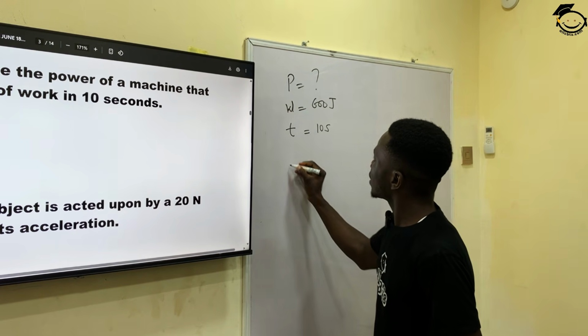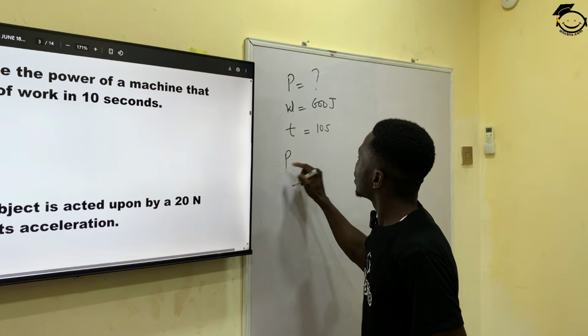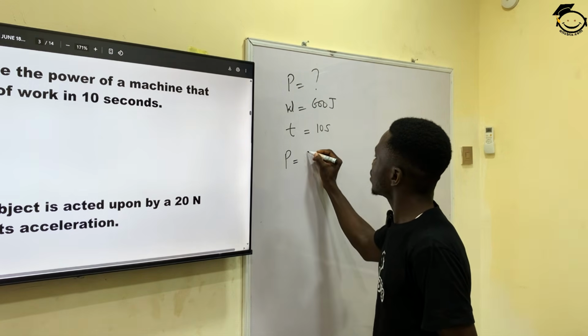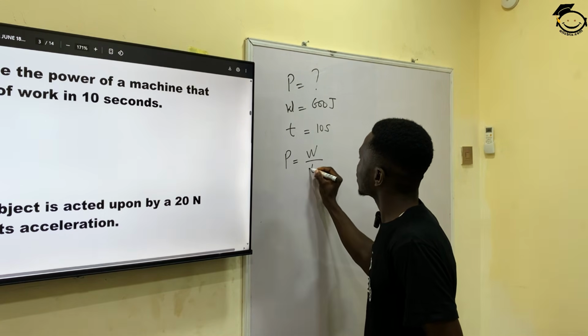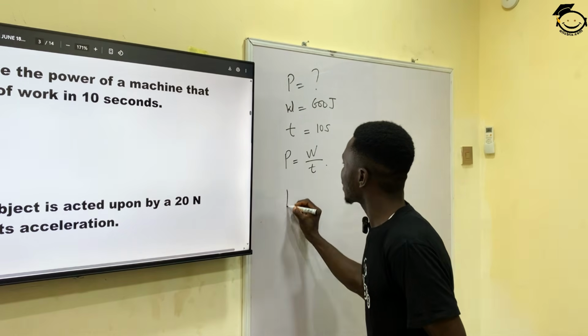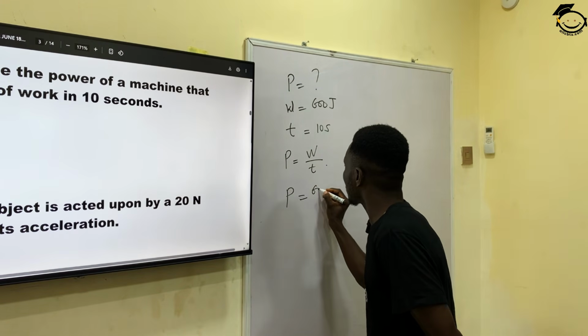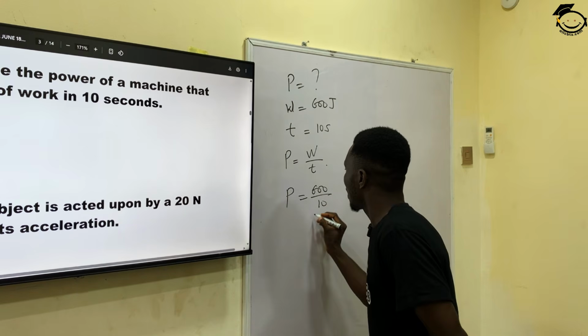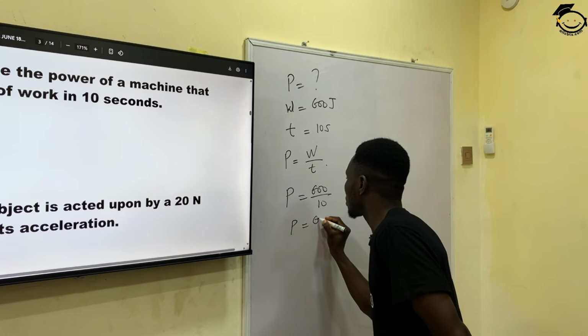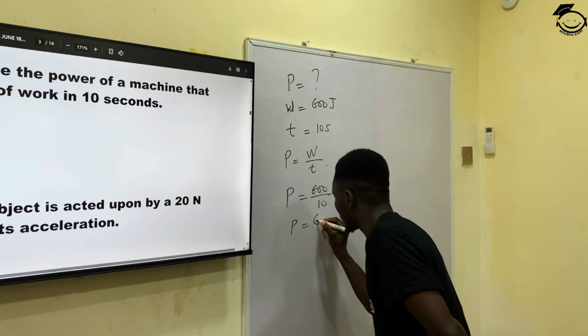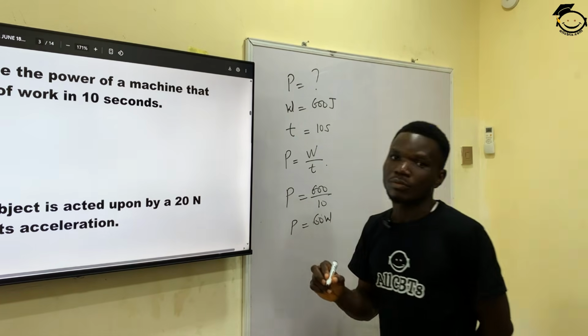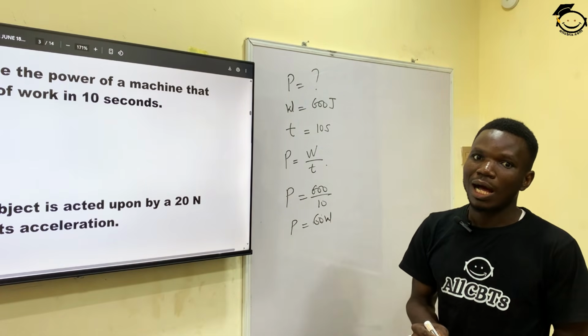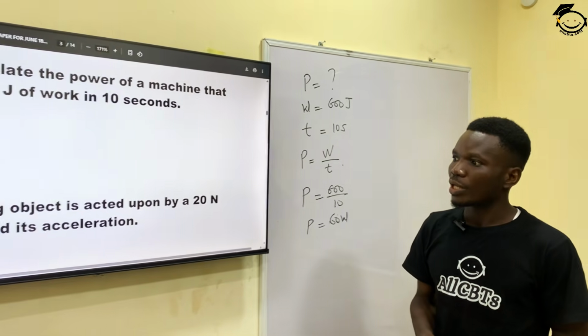And we know that the power in a machine that does work is work done over time. So automatically we know that the power is equal to 600 divided by 10, and that will give me that the power is 60 watts. Moving on to question number 12.